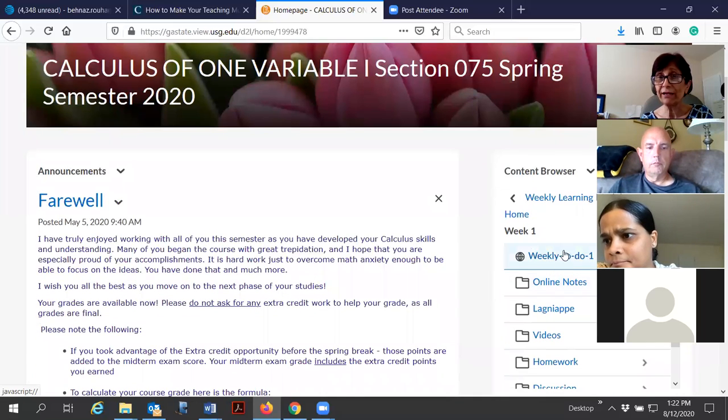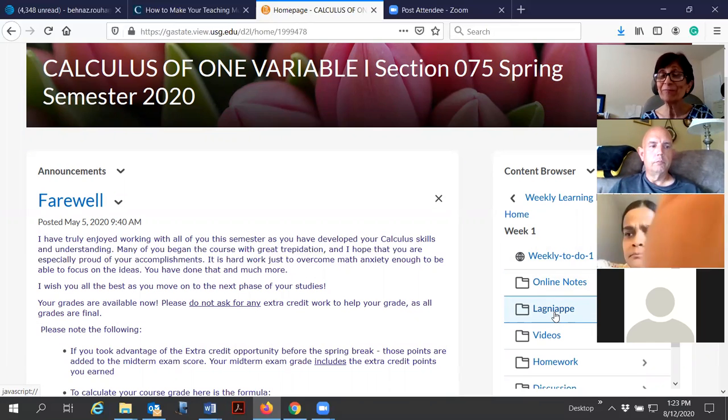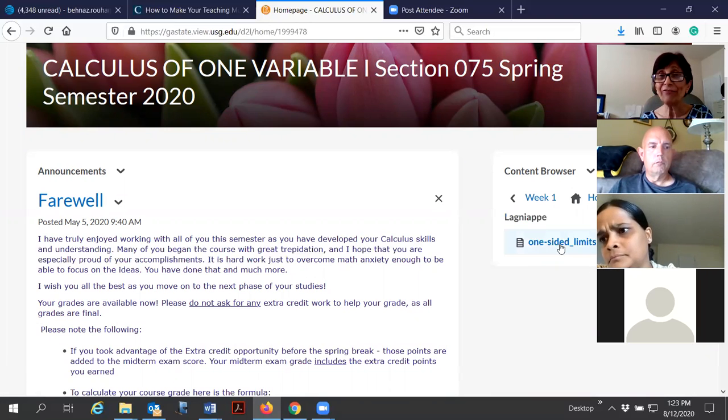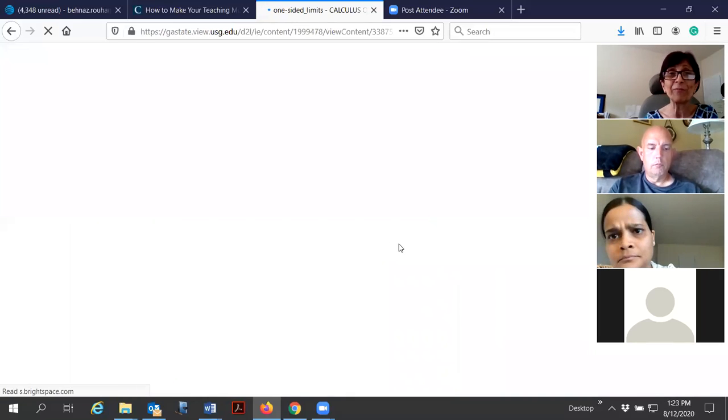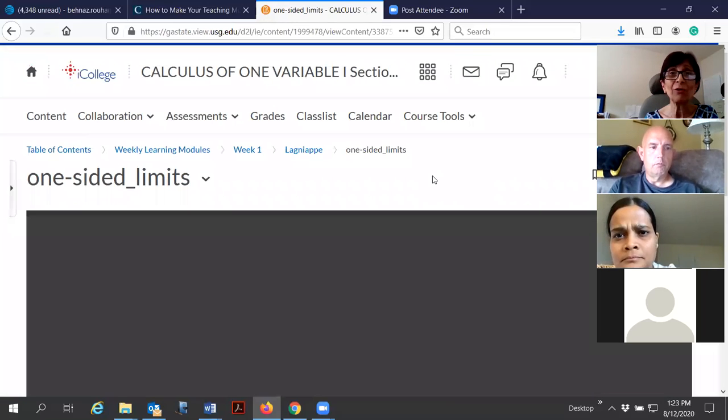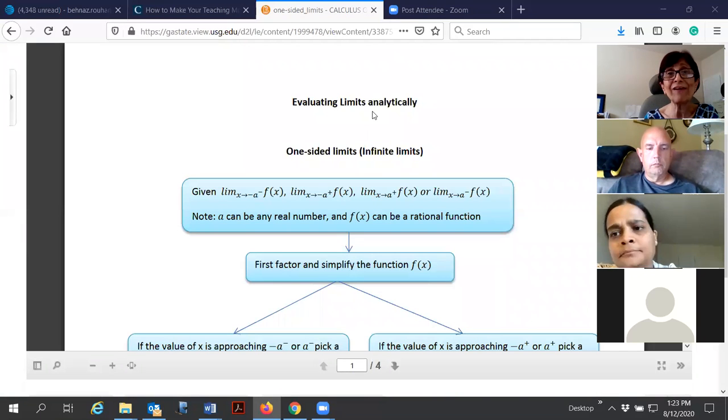In week 1, the weekly to-do is what they're supposed to do. I have my online notes, and I have created a section here called Lagniappe. Lagniappe in Louisiana means something extra. In here, I have created the concept maps. So this is how it looks. You see, it is evaluating limits analytically. I want to talk about one-sided limits, and this is exactly what is in the book, right?